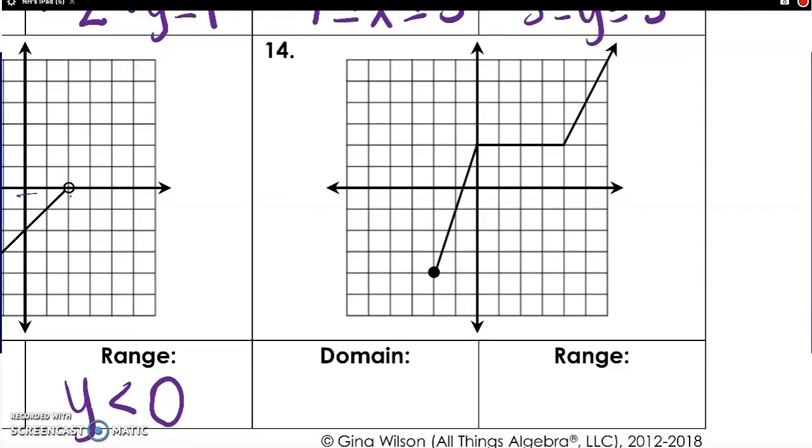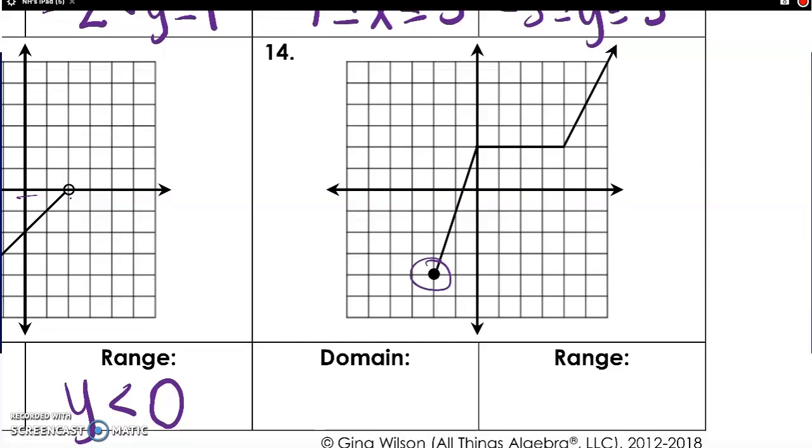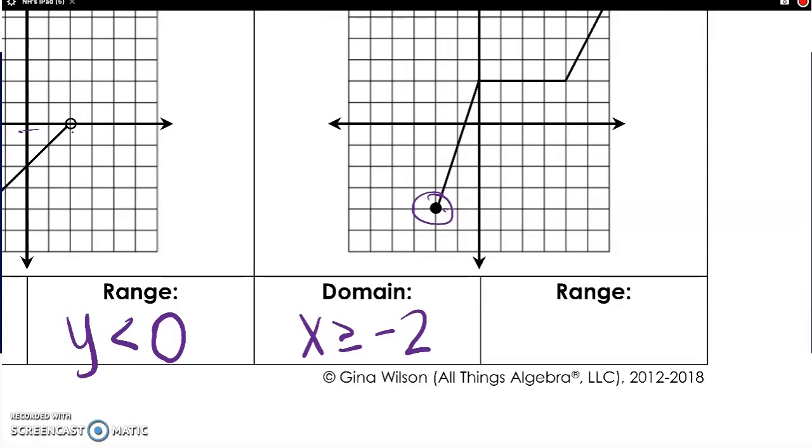And for 14, we have a starting point, but we don't have a stopping point for our domain. So x has to be greater than or equal to, because it's closed, -2. Same thing with the y. We have a starting point, but not a stopping point because it's going up the whole time. Y is greater than or equal to -4.